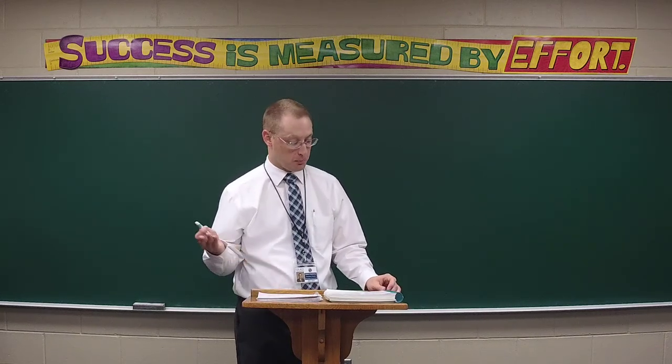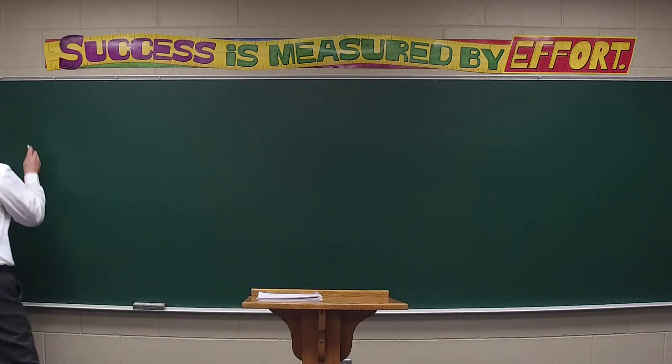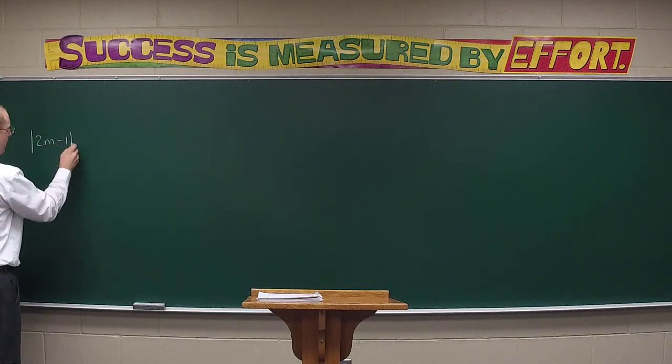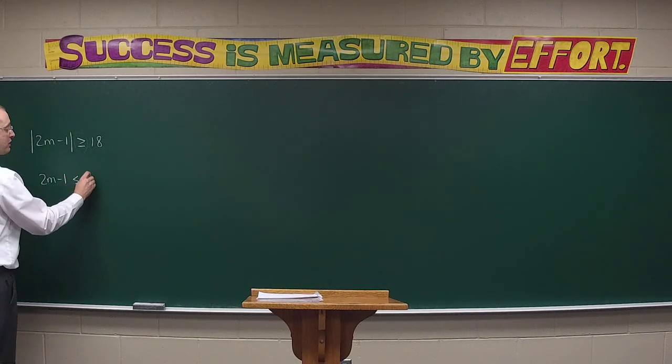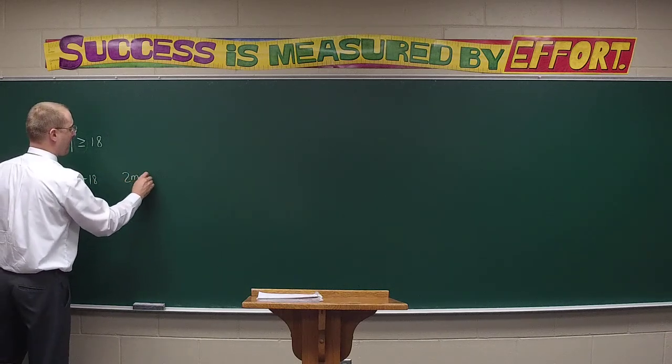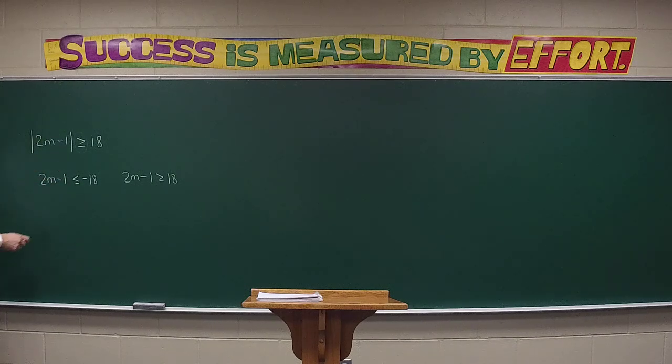Good. Or you could think of it as multiplied by 3 halves, multiplied by the reciprocal. When you did, you got the absolute value of 2m minus 1 to be greater than or equal to... Multiply by 3 halves. Yes. 18. And so we need to go in between the positive negative 18 or outside the positive negative 18. Outside. So we're going to put the 2m minus 1 less than or equal to the negative 18, and we're going to put the 2m minus 1 greater than or equal to the positive 18. That would put it outside the positive and negative 18s.